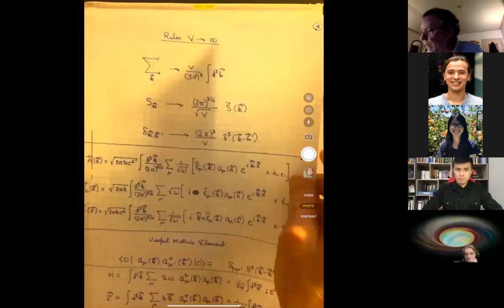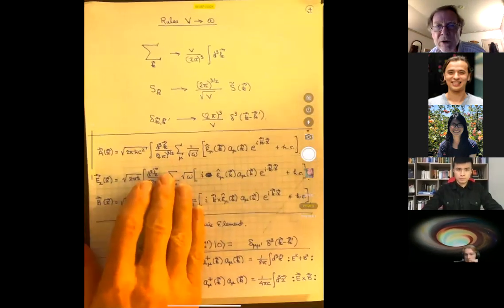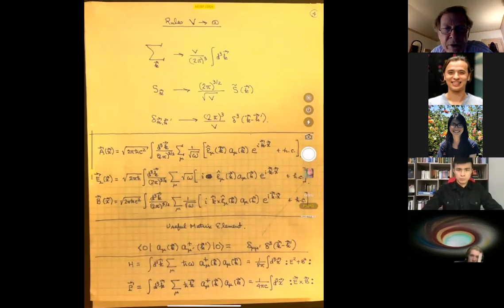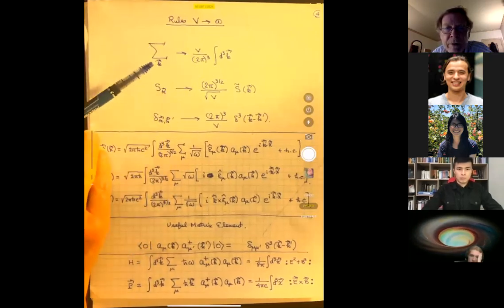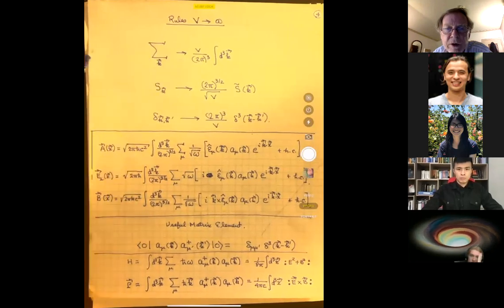So anyway, I'll remind you here, I've summarized this, of the rules that we had for taking the limit where v goes to infinity. These are basically rules that turn our Fourier series for box normalization into Fourier integrals. The sum on k turns into the density of states, v over 2 pi cubed in k space, times an integral in k. The number of lattice points, density goes to infinity as the volume of the box goes to infinity. So this is the substitution you need to make.